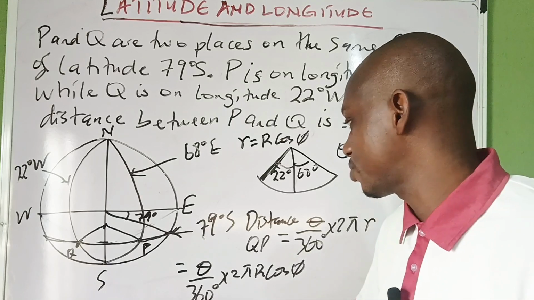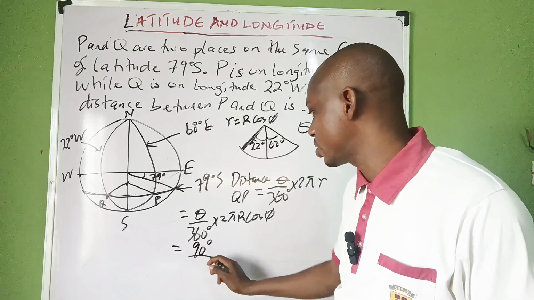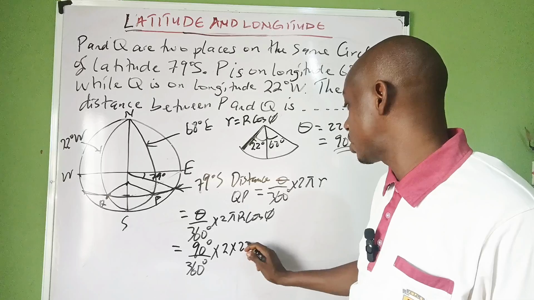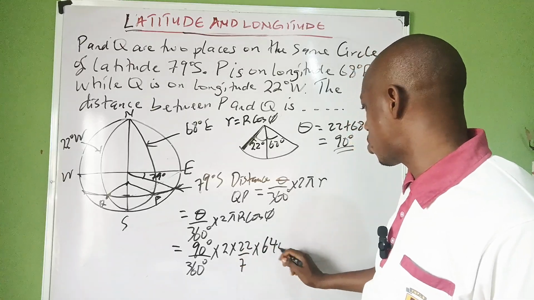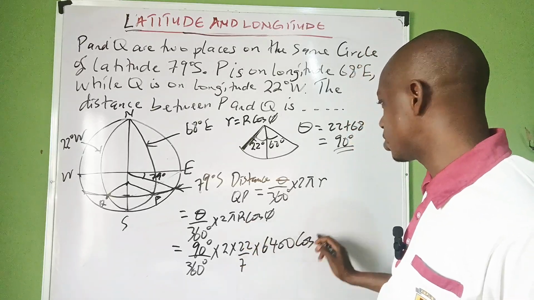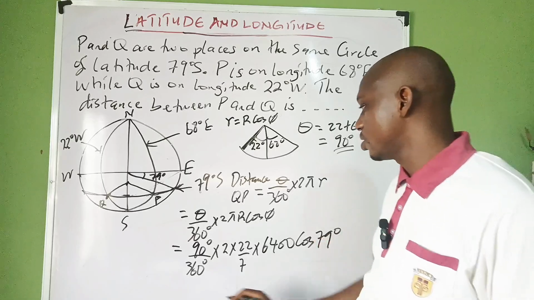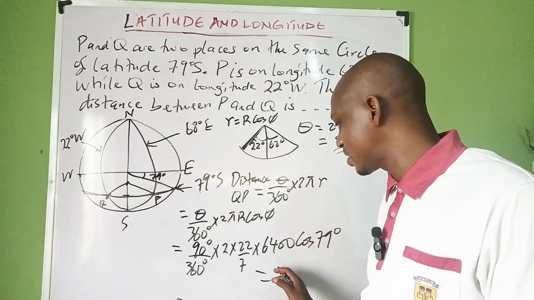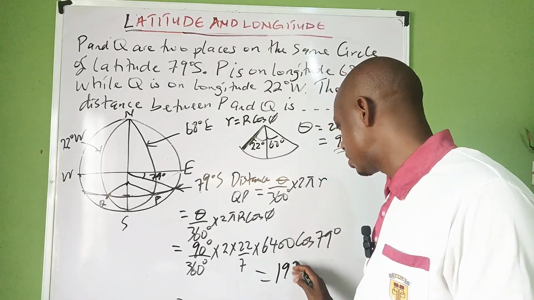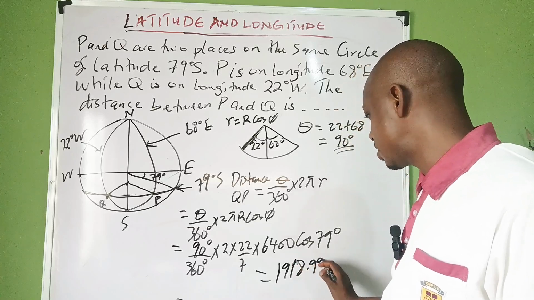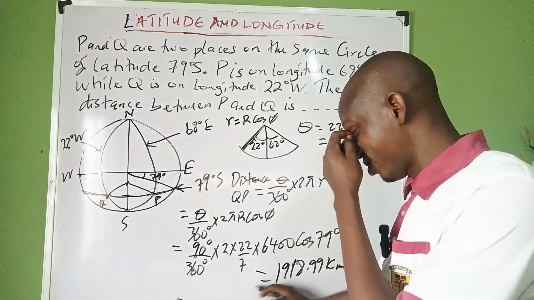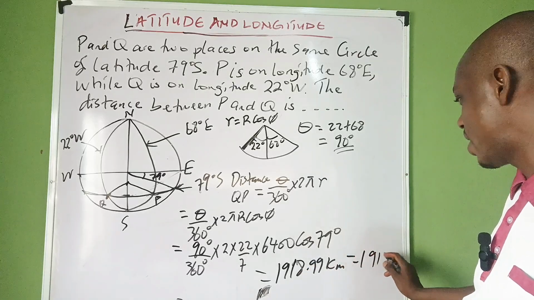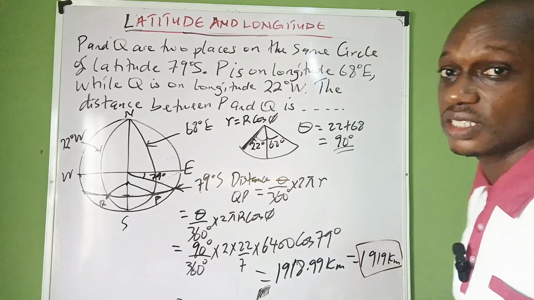So we have to say that's 90 degrees over 360 degrees times 2 times 22 over 7 times 6,400, which is the big R, cos 79 degrees. So let's calculate that and see what we get as the final answer. The final answer is 1,918.99 kilometers. If you want to approximate this to the nearest whole number, it will now be 1919 kilometers. So that's the distance.